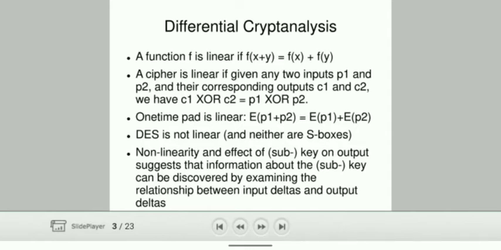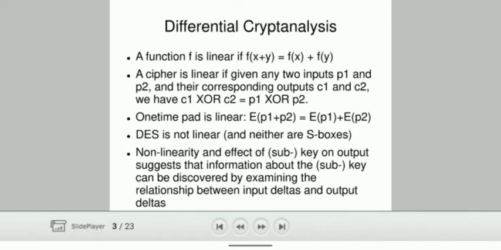A function f is linear if f of x plus y is equal to f of x plus f of y. A cipher is linear if, given any two inputs p1 and p2 and their corresponding outputs c1 and c2, we have c1 XOR c2 is equal to p1 XOR p2. One time pad is linear: E of p1 plus p2 is equal to E of p1 plus E of p2. DES is not linear.